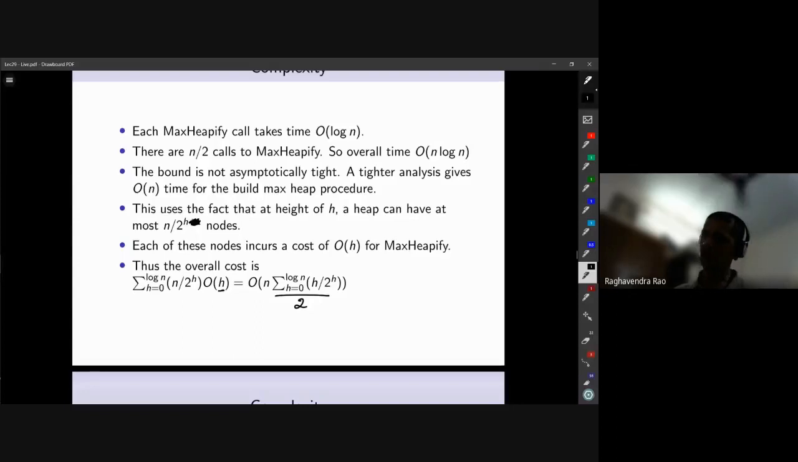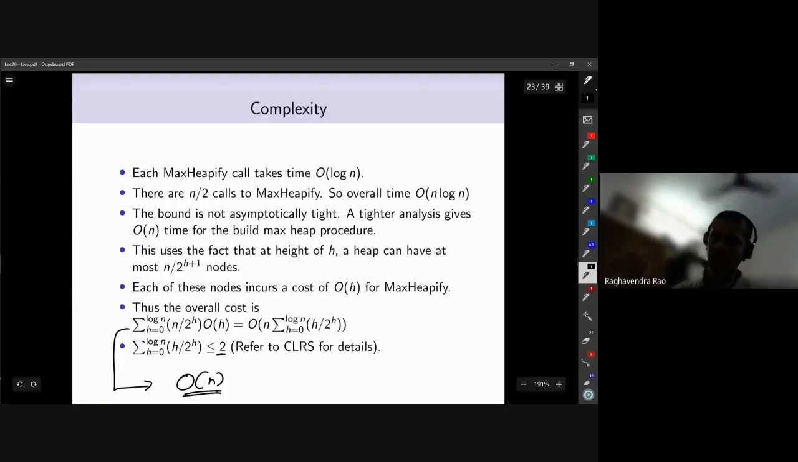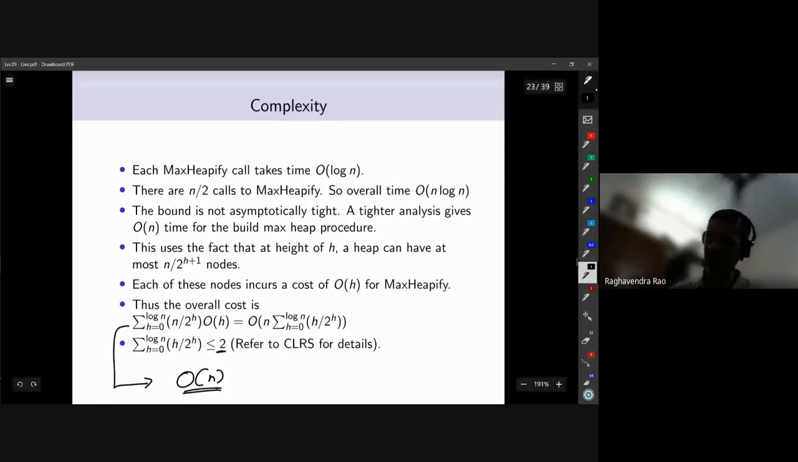This summation, I won't tell you exactly how you get it. There are multiple ways. You can prove it by induction on h, or you can prove it by integration: you approximate it by the integral of x by 2 power x dx from 0 to infinity. That will give the bound. So this is bounded by a constant, and the overall complexity is going to be order n.